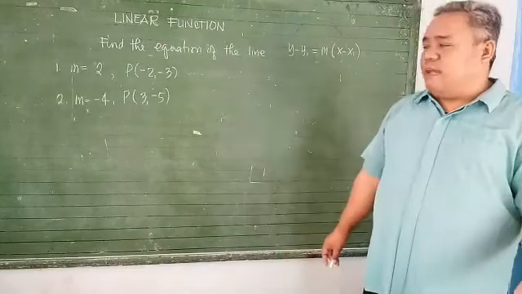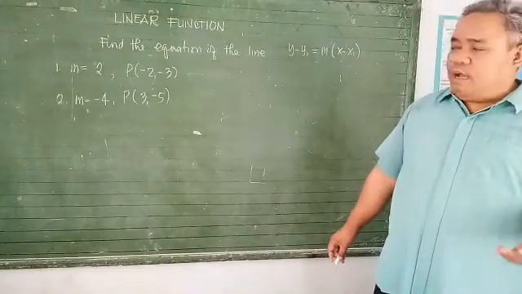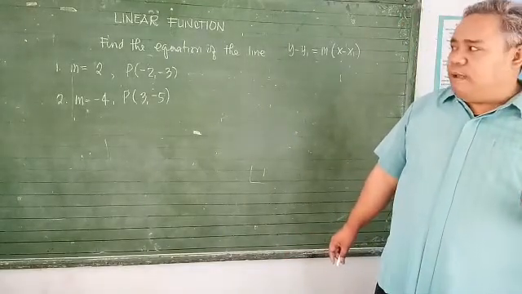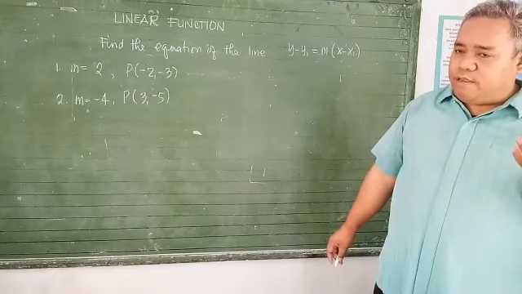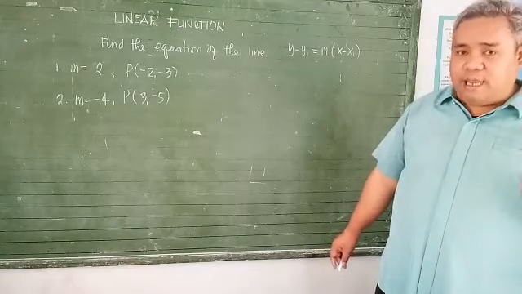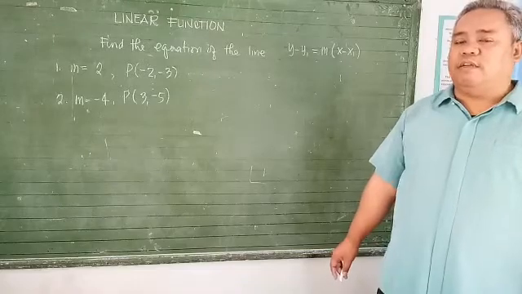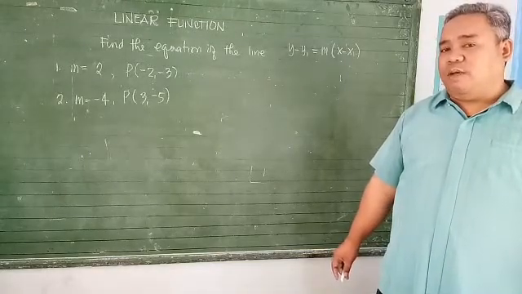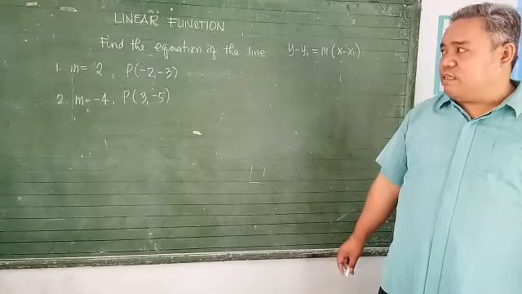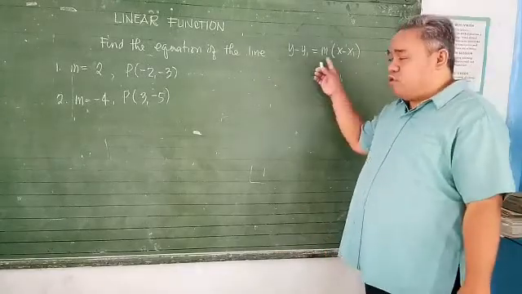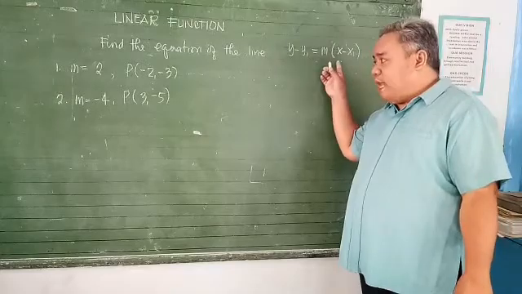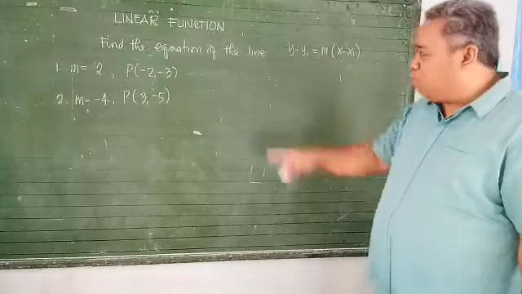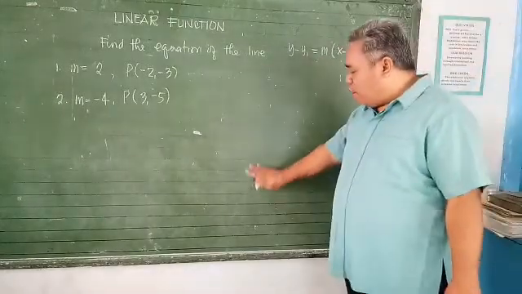Okay, let us discuss now this part, which is, what if the slope is given and one point is given on the line. So is it possible for us to find the equation of a line? Yes, of course, using this formula. So take note that the slope is given and here is the slope. That's 2. So how are we going to solve this one?